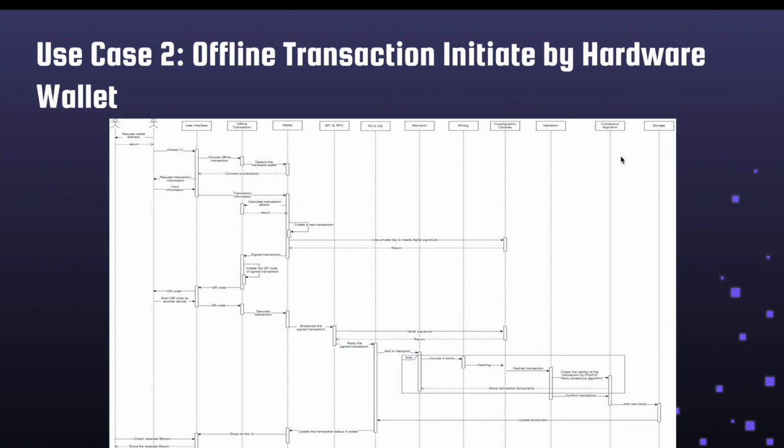This is a sequence diagram of our second use case, which demonstrates the significant role of hardware wallets in ensuring secure and efficient offline Bitcoin transactions. By employing the offline transaction module in the hardware wallets, users can safely initiate transactions without needing an internet connection. The process involves the user connecting their hardware wallet to a compatible device and entering the receipt address and transaction amounts through the user interface.